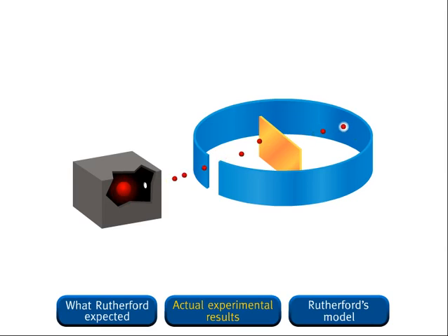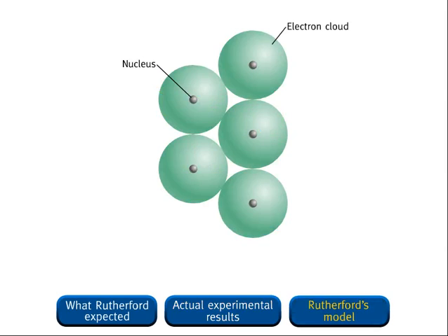This was a most surprising finding, for in Thomson's model, the positive charge of the atom was so diffuse, or spread out, that based on the results of his experiment, Rutherford postulated a nuclear atom. All of the positive charge and most of the mass of the atom is concentrated in a very small volume called the nucleus. Electrons occupy the remaining space of the atom. The radius of an atom is approximately 20,000 times larger than the radius of the nucleus.